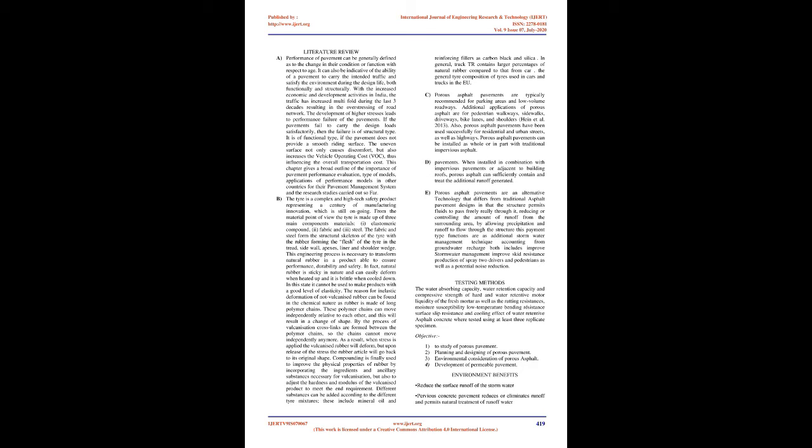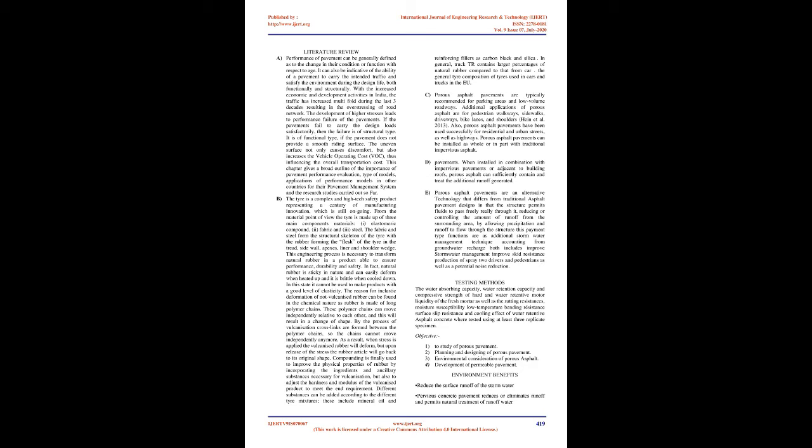In fact, natural rubber is sticky in nature and can easily deform when heated up, and it is brittle when cooled down. In this state it cannot be used to make products with a good level of elasticity. The reason for inelastic deformation of non-vulcanized rubber can be found in the chemical nature, as rubber is made of long polymer chains. These polymer chains can move independently relative to each other, and this will result in a change of shape. By the process of vulcanization, cross-links are formed between the polymer chains, so the chains cannot move independently anymore. As a result, when stress is applied, the vulcanized rubber will deform, but upon release of the stress the rubber article will go back to its original shape.